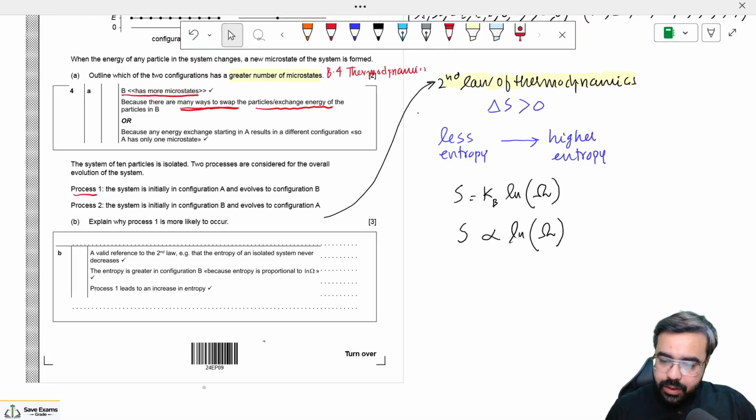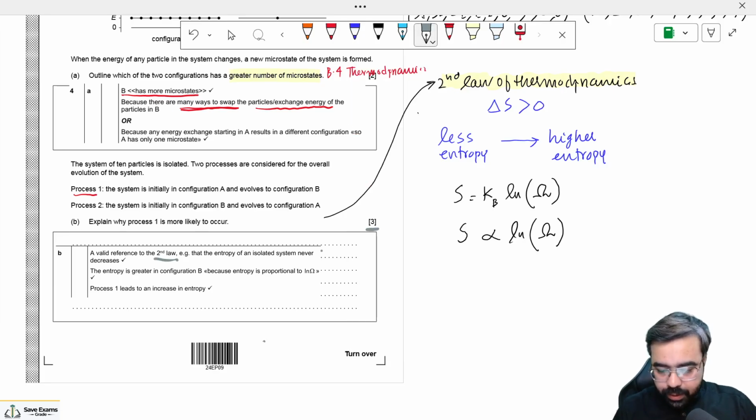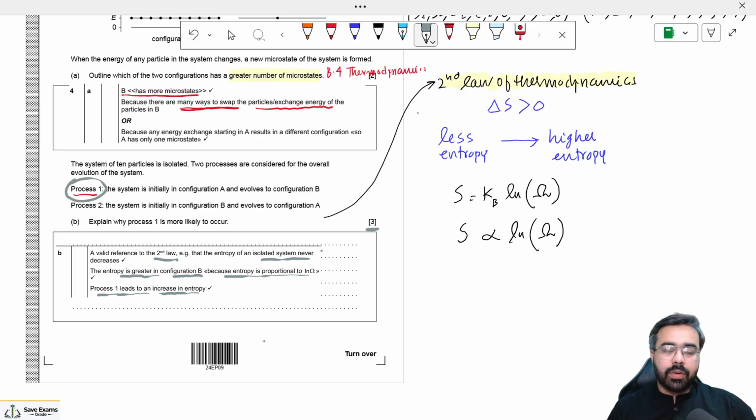So we have already discussed these points, for which you will be rewarded 3 marks. The second law of thermodynamics, we have discussed it. And the entropy is always greater in configuration B because it has more microstates, so it will evolve to configuration B. So process 1 is correct. I hope you understand this solution.